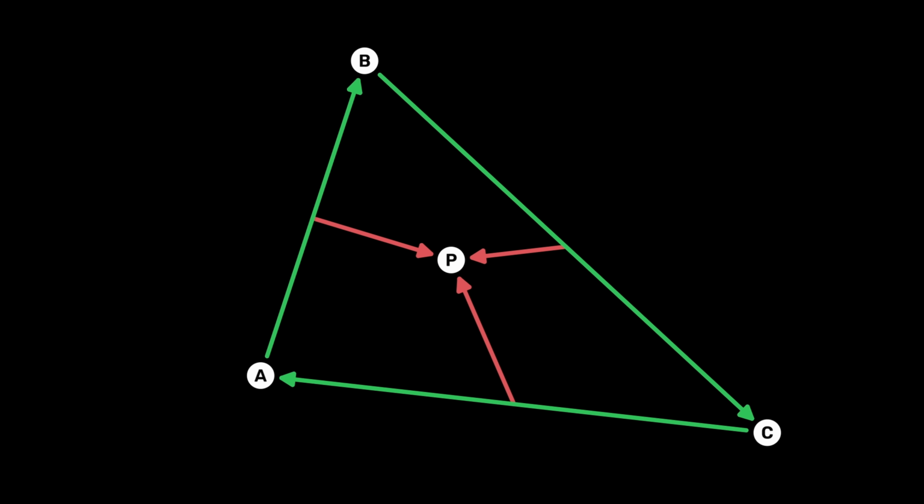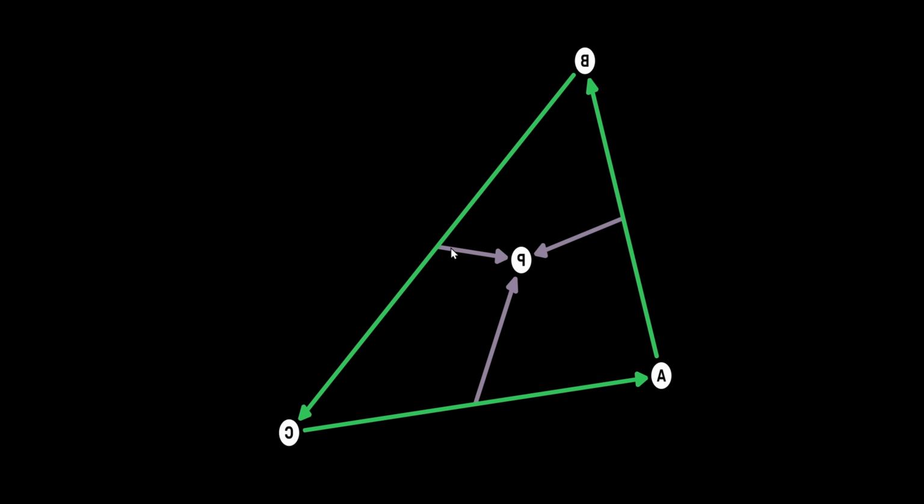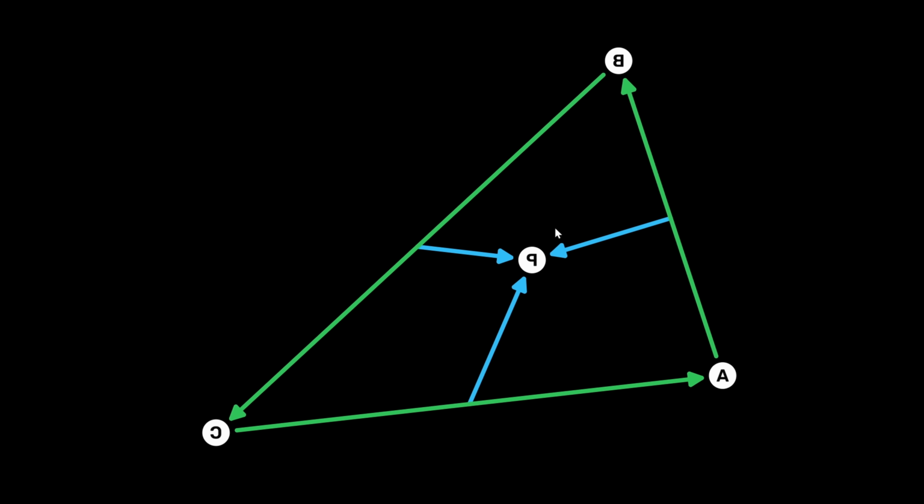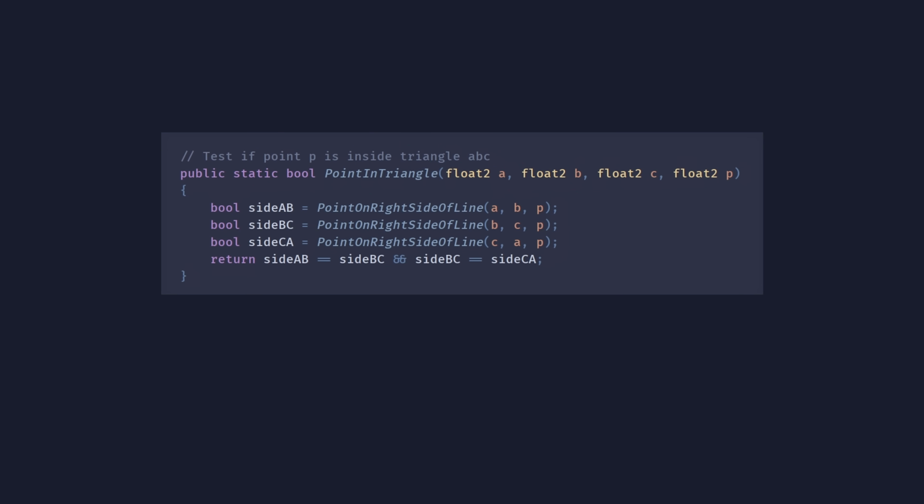So let's revisit our triangle maths for a moment, and here we can see again our point P on the right side of all of the segments, but if we rotate this triangle around, suddenly it appears that the point is on the left side of all of them. So assuming that the triangles in our models are all wound in a consistent order, be that clockwise or counterclockwise, we can tweak our code to cull this backface case by only registering the point as inside when it's on one specific side of all of the segments.